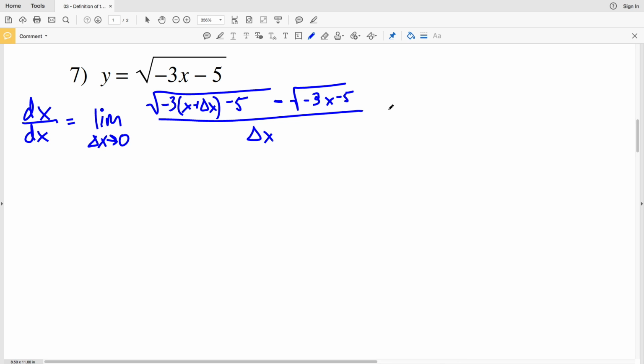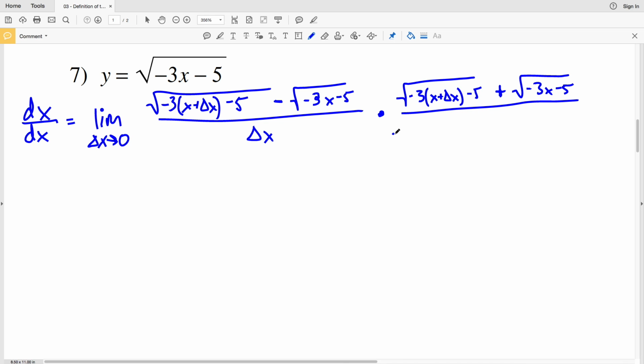and it's the limit of that as delta x approaches 0. Now what I'm going to do in order to simplify, I'm going to multiply by the numerator's conjugate over itself. So essentially I'm multiplying by a value of 1. So I'll have the square root of negative 3 times x plus delta x minus 5 plus, because for the conjugate we're switching this sign, the square root of negative 3x minus 5, and that's all over the conjugate, which, rewriting that, negative 3 times x plus delta x minus 5 plus the square root of negative 3x minus 5.